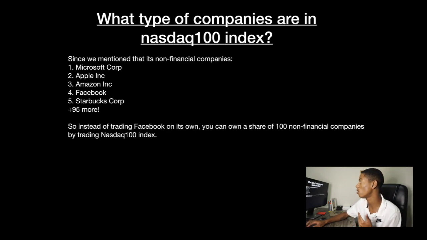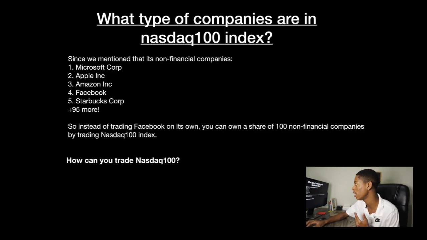So instead of trading Facebook on its own, you can own a share of 100 non-financial companies by trading the NASDAQ 100 index. Instead of just buying Facebook on its own, you can look at the marketplace and see whether all non-financial companies are going to be gaining strength or maybe losing value, which we're going to speak about close to the end. You'd be able to anticipate that, and instead of just buying or selling Facebook, you can profit from the whole marketplace by looking at the NASDAQ 100 index and capitalizing from it using that method.